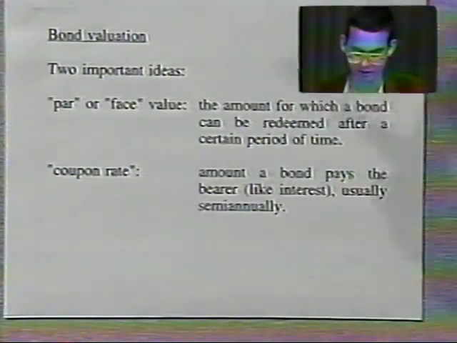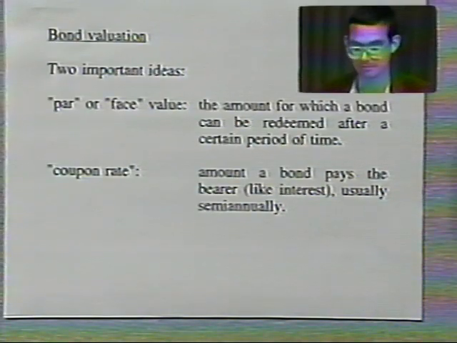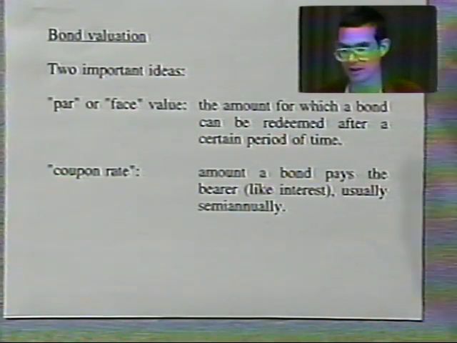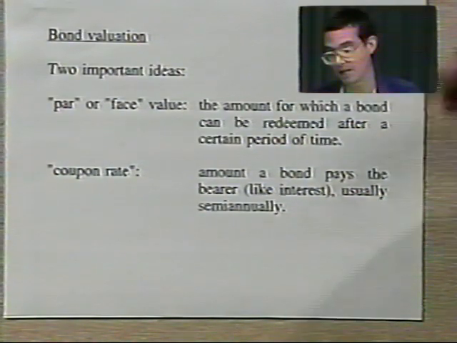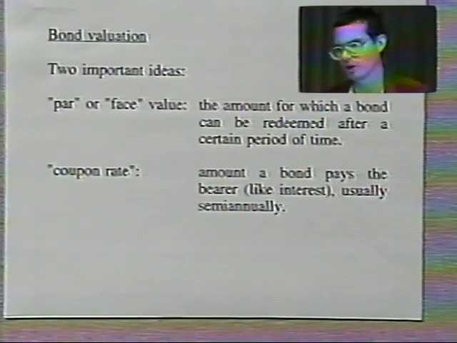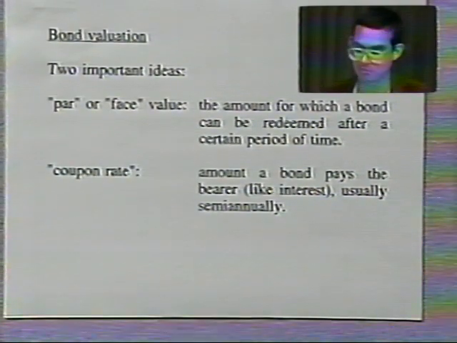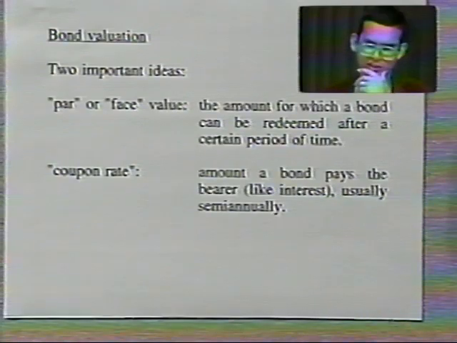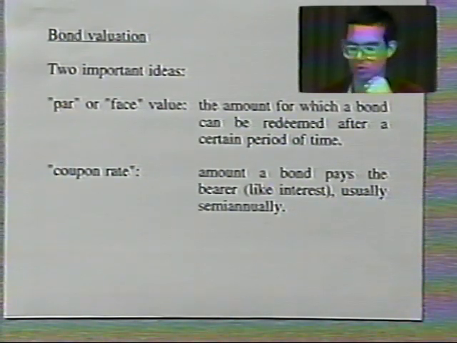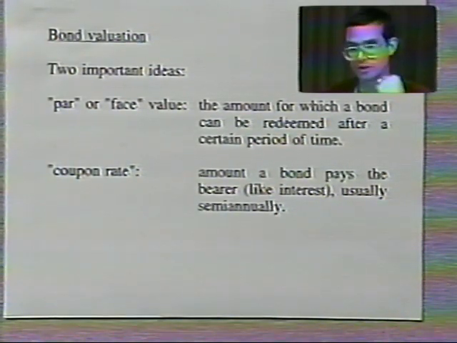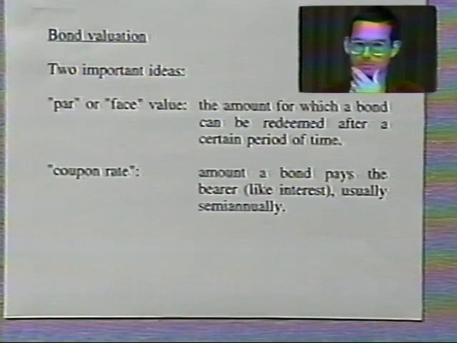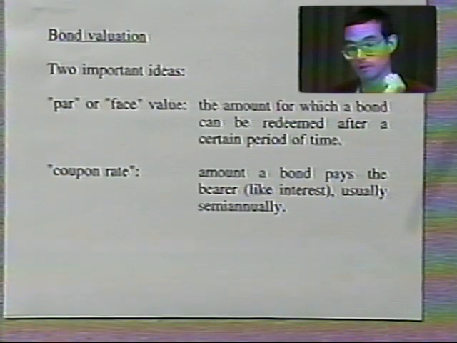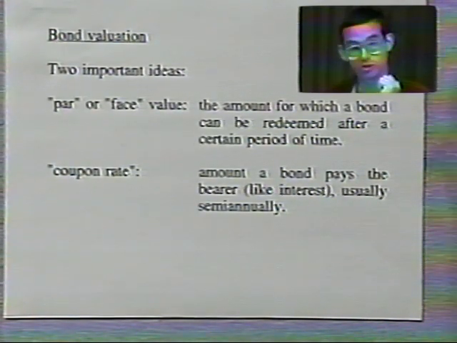The second terminology is the coupon rate. The coupon rate is the rate that the bond pays to the bearer, kind of like an interest rate. And it's paid usually twice a year, semi-annually. Now, it's kind of like an interest rate, but it really isn't an interest rate at all. The coupon rate is a percentage rate. Let's say it was 10%, for example. That percentage is based on the face value, which of course is a future amount.